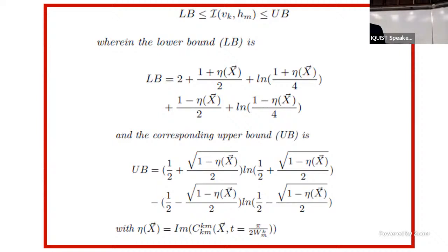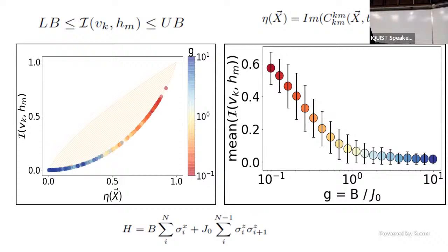And this is the beautiful result. If you look at the mutual information between the two layers as a function of the covariance between them, this is the upper bound, and this is the lower bound, and whatever the trajectory you start with, all fall on the lower bound. These are the final results.